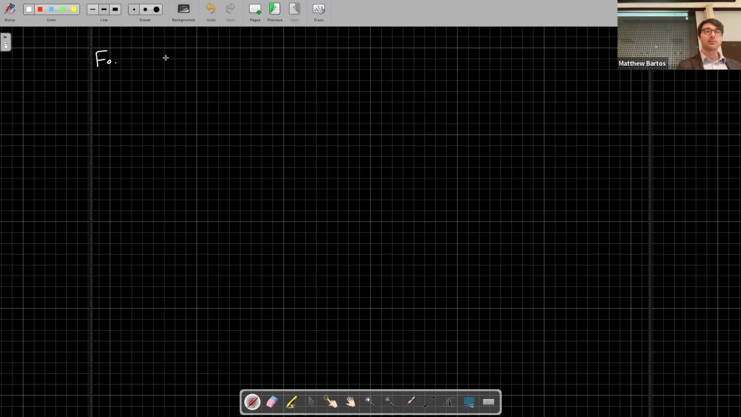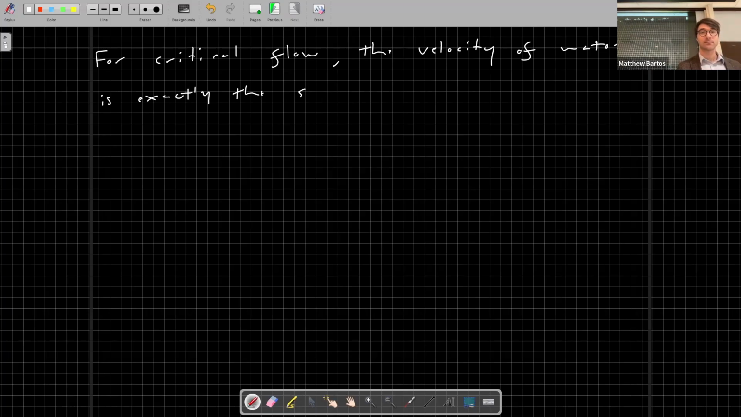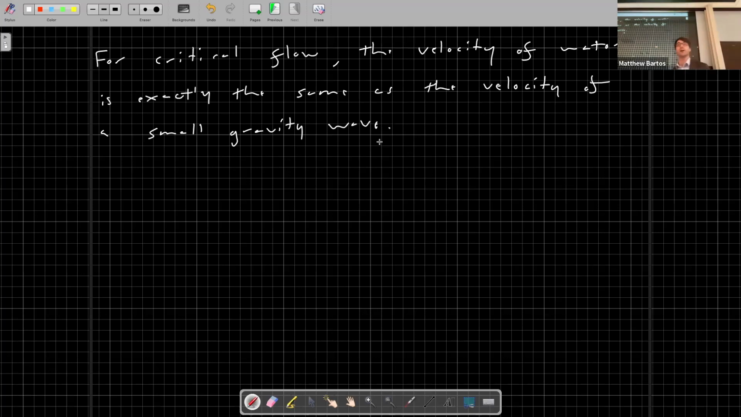So for critical flow, the velocity of water is exactly the same as the velocity of a small gravity wave traveling through that same water body. So let me explain what this means.